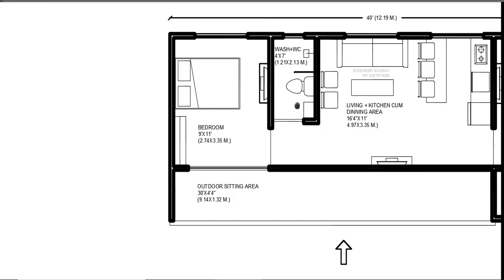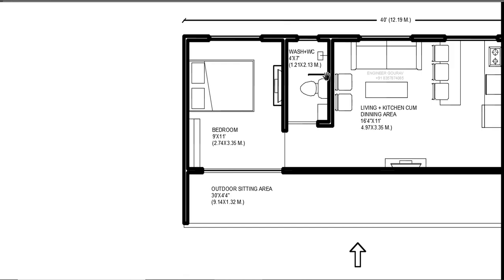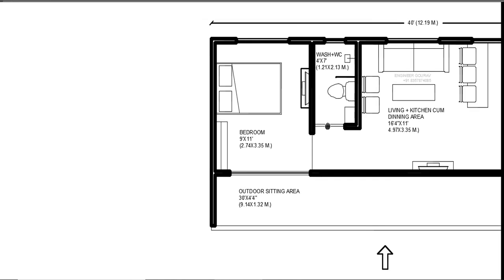If we go on the left side, we have a common use washroom plus water closet. You can see here the wash basin, water closet and the shower area, and we have a ventilator for ventilation of this washroom. On the left side we have bedroom number 1 here.